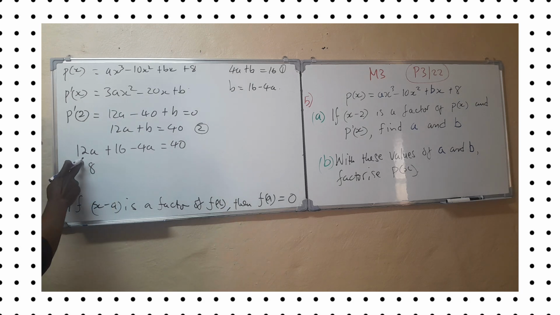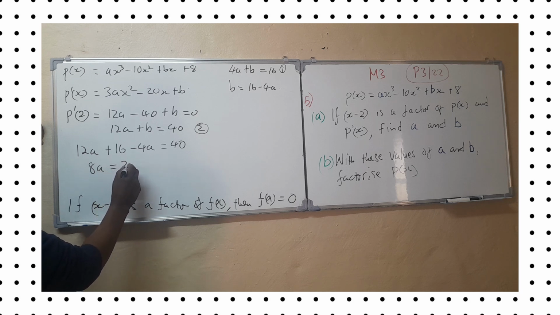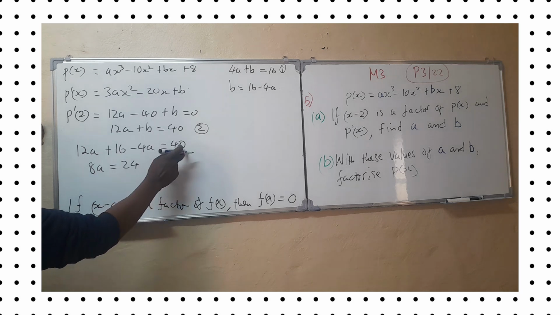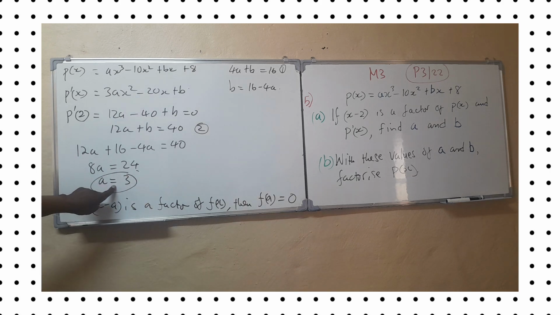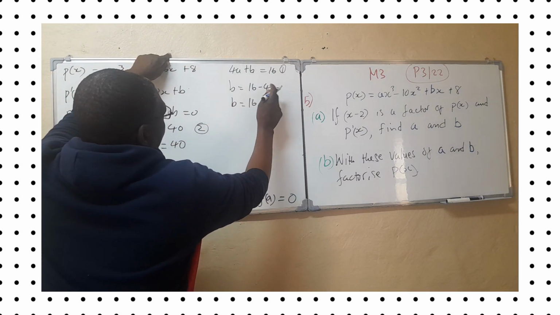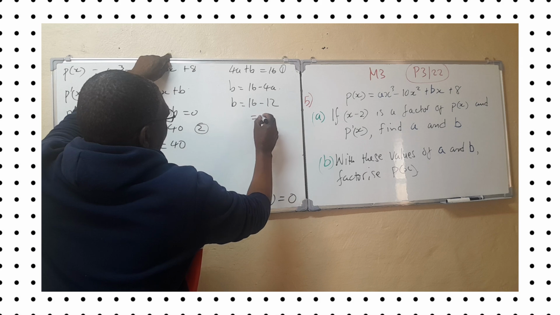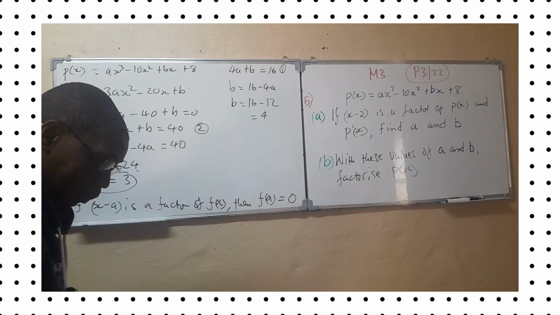Okay, so 12 minus 4 is equal to 8a. Then we take our 16 to that side, it becomes 24. Okay, 40 minus 16 is 24. So therefore, dividing through by 8, we get a is equal to 3. Now a is equal to 3. What about b? b is equal to 16 minus 4 times 3, which is 12. So this is equal to 4. So we now have our two values for a and b. a is 3, b is 4.